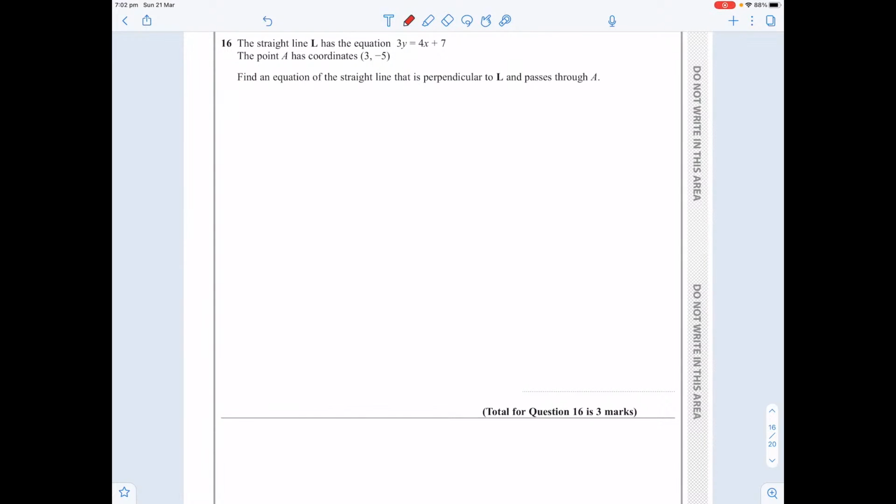Okay, so what do we have? We have this equation of line L. So the first thing we are going to do is make this into the form y is equal to mx plus c, so we can see clearly what the gradient is. Now 3y is equal to 4x plus 7, so therefore we'll get rid of the 3 next to the y by dividing everything by 3. So we have y is equal to 4 over 3 x plus 7 over 3.